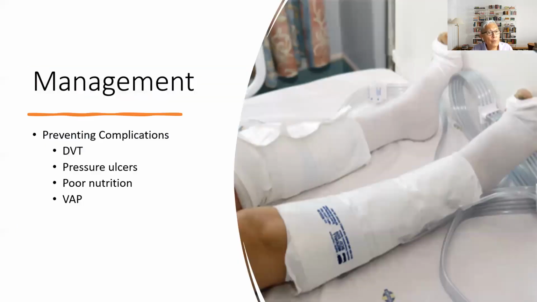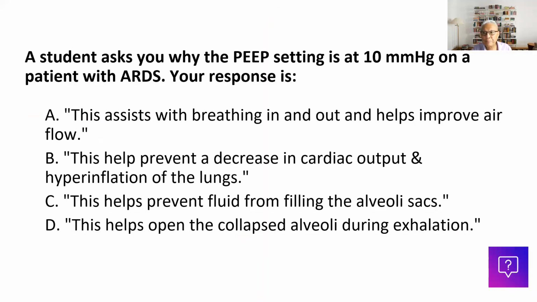Now, whenever the patient is critically ill, obviously there's going to be potentials for different complications, DVT among them, pressure ulcers, poor nutrition, and ventilator-associated pneumonia. So all these things have to be undertaken in order to prevent these complications. Okay, so let's look at this poll.